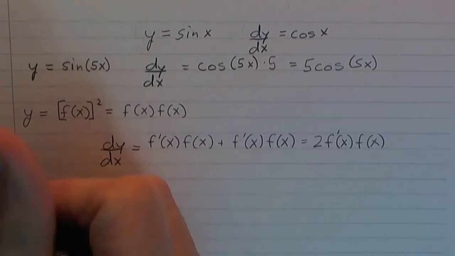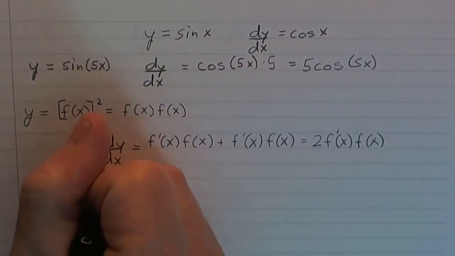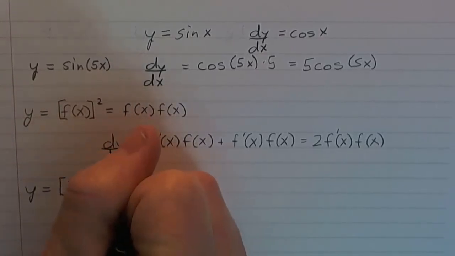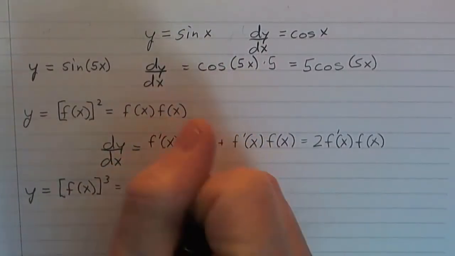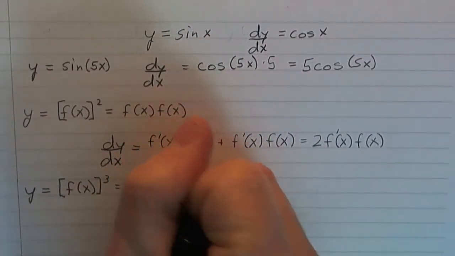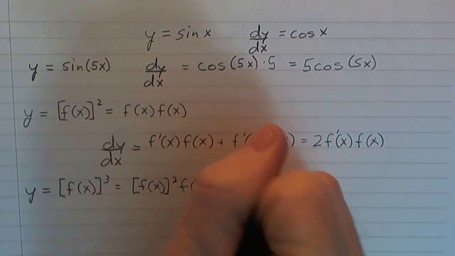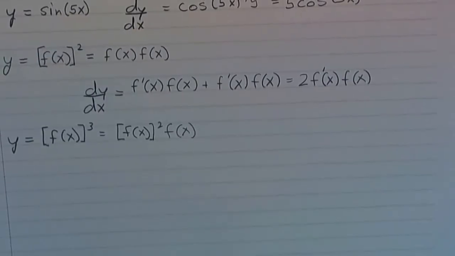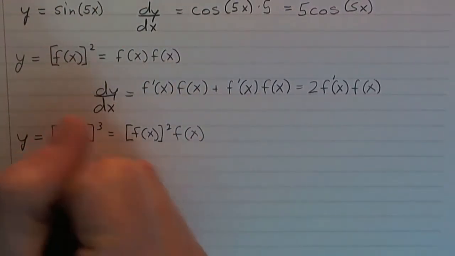Now let's go a little further here. Let's consider what happens if we've got f of x cubed. Well, I could write that as f of x squared times f of x. Yeah, that's f of x cubed. And then I could use the product rule. So here we go. The product rule is going to go like this.